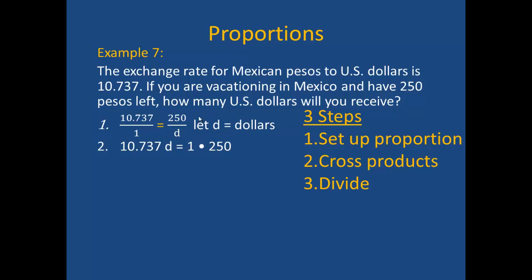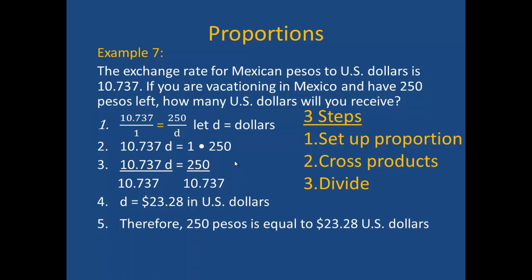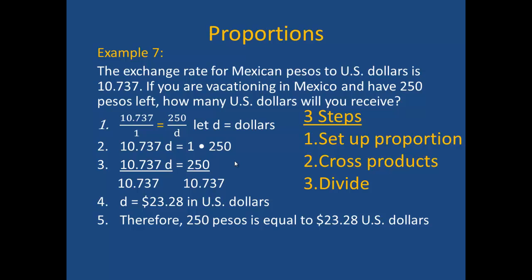Next, we would use cross products to see that 10.737 times D has to equal 1 times 250. We would simplify and then divide both sides by 10.737 in order to solve for D. This would allow us to see that D is equal to 23.28 in US dollars. Therefore, if we exchanged our 250 pesos, we would receive 23.28 US dollars.